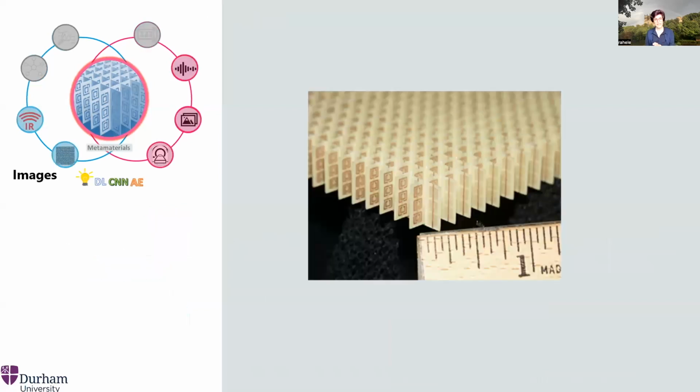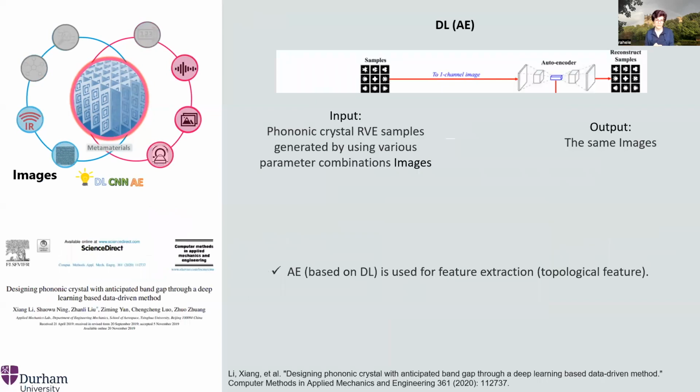But what happens if I am dealing with images? For images, for example, this paper is the one that I would like to talk about. It's published in 2020. It has different parts, and I would like to take a look at each of them separately. First of all, the input to our algorithm is phononic crystal RVE samples. They are generated by using various parameter combination images. So we have some images as input.